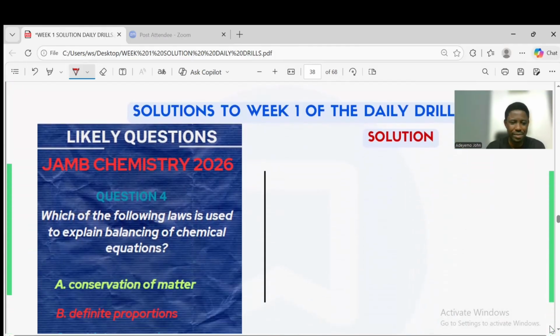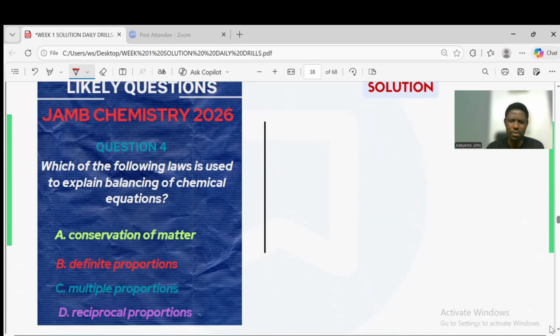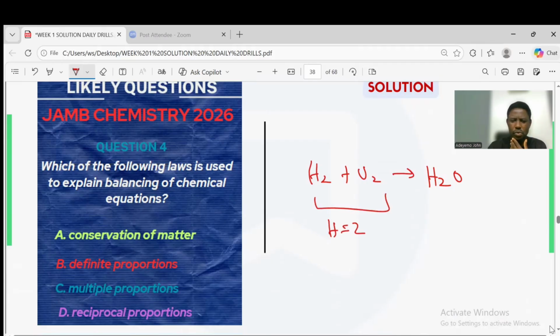Next: which of the following laws is used to explain balancing of chemical equations? Let me ask you, what would an unbalanced chemical equation mean to you? This is not balanced. Before the arrow, hydrogen is 2, oxygen is 2. But after the arrow, on the product side, hydrogen is 2, oxygen is 1. It means we have destroyed an oxygen atom. So where did it go?